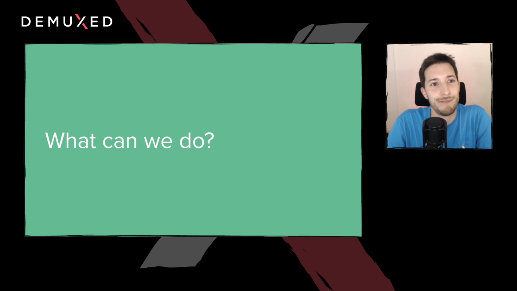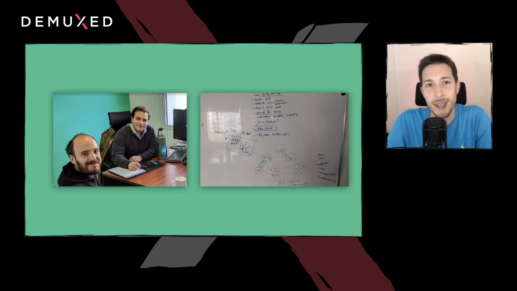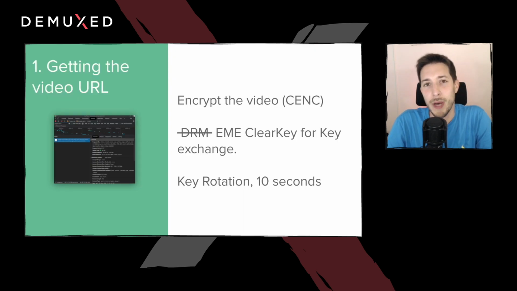What can we do? That day, JP, Ismail, and I met next to a whiteboard and discussed some possible solutions. When we talked about the getting the video URL case, we agreed that we needed to encrypt the content using Common Encryption. Also, we thought about adding DRM, but if you ever added DRM in a video workflow, you probably agree that 5 days might not be enough.